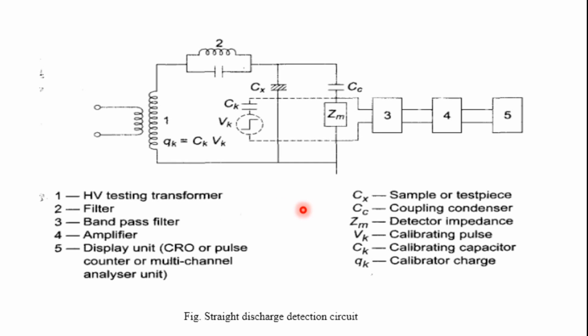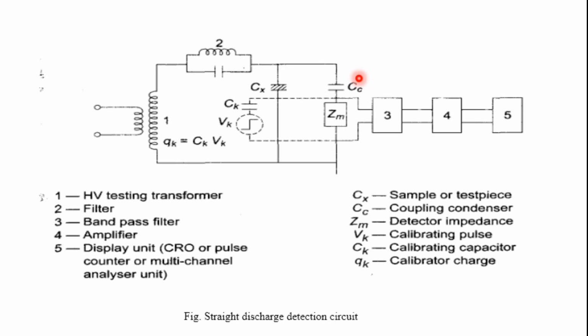The partial discharge detector is connected across the measuring impedance ZM, as shown here. The signal measured across this impedance is read by the detector. The signal voltage developed across ZM depends upon the circuit parameters, that is, CX and the coupling condenser, and also the internal circuitry of the instrument.